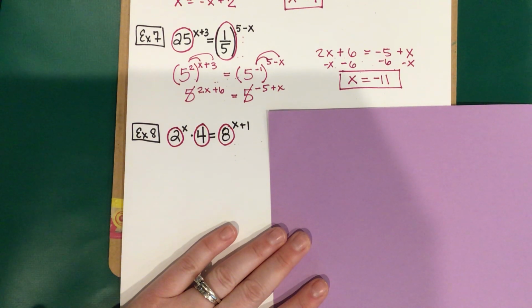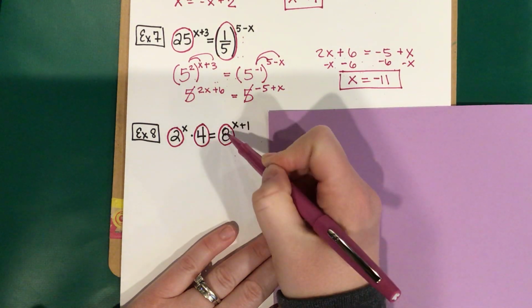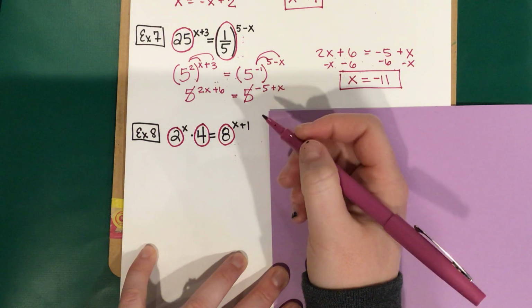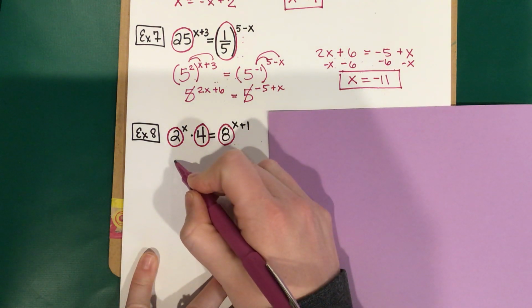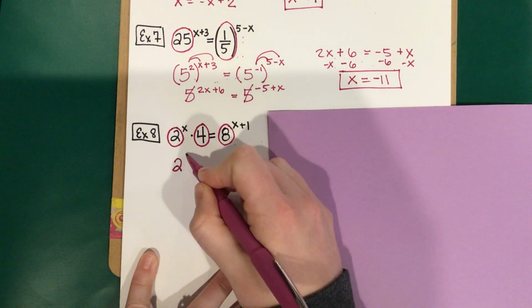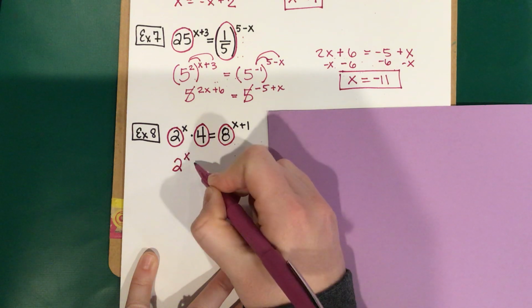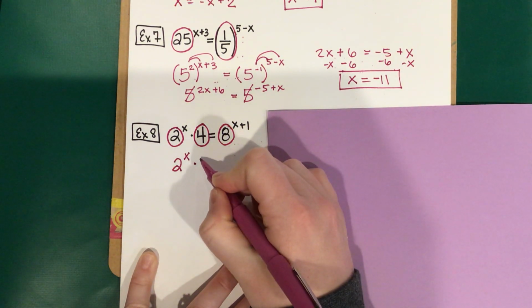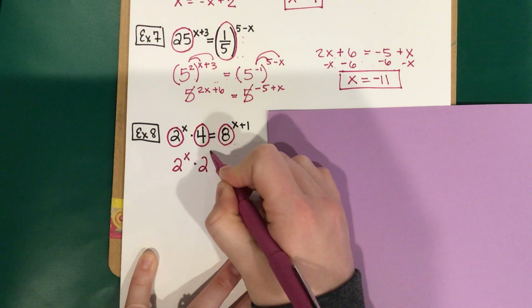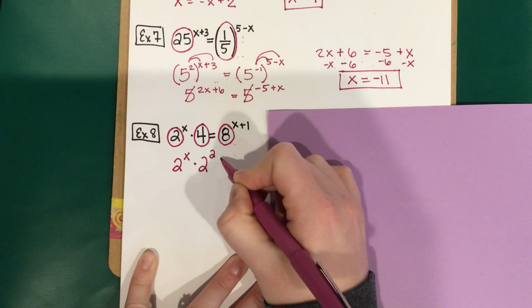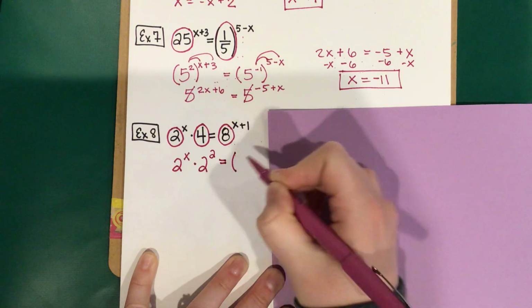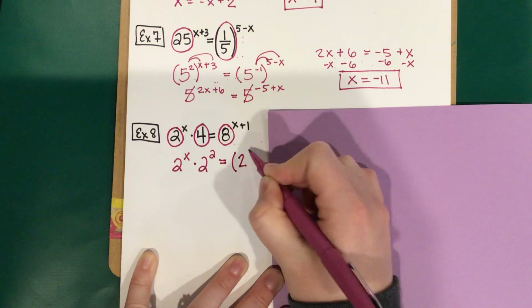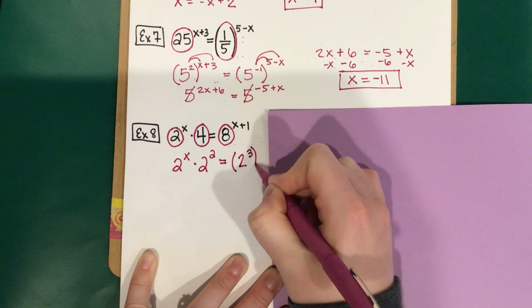Well, I'm pretty confident you guys know that 2, 4, and 8 can get rewritten as powers of 2. So this becomes, or stays, 2 to the x times, but now I've got this 4 here. Well, 4 is the same thing as having 2 to the second, and then 8 is the same thing as having 2 to the third.